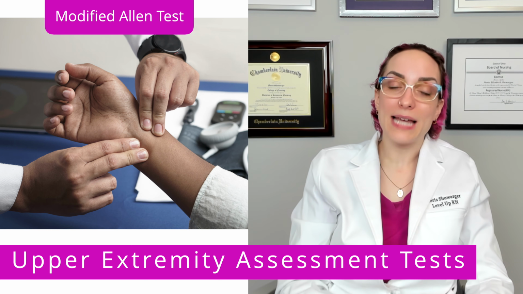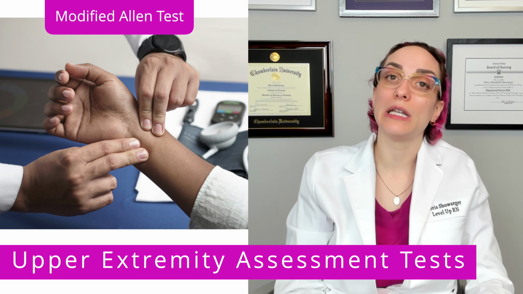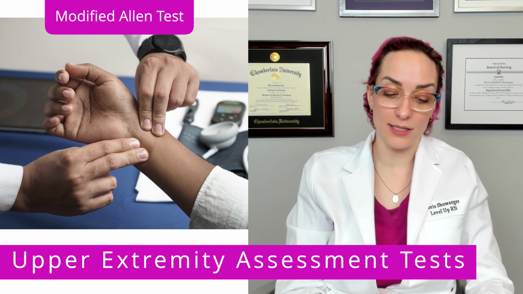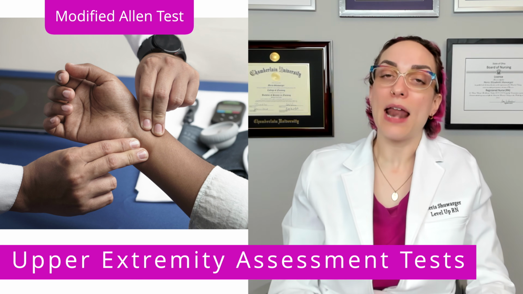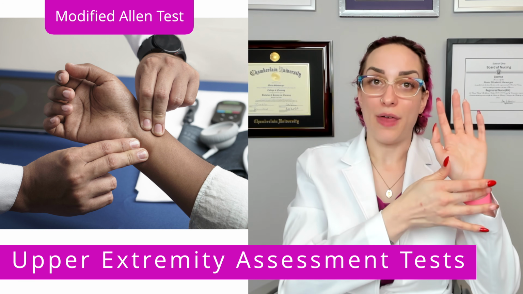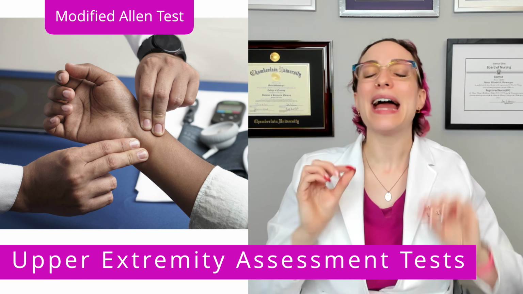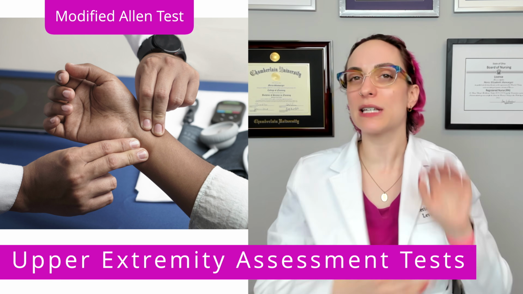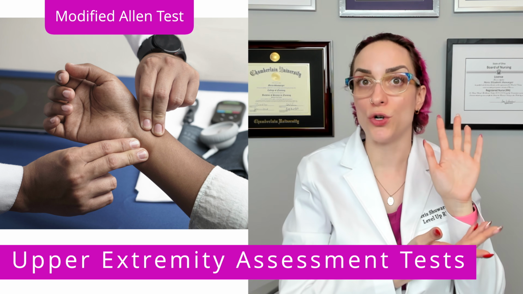Once that skin has blanched, I'm going to release pressure from one side, such as the ulnar artery, and I'm going to see and make sure that we have collateral flow. That's modified Allen's test because really all I'm testing is the ulnar artery.